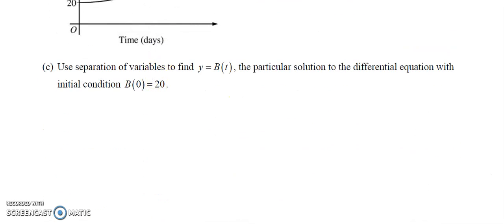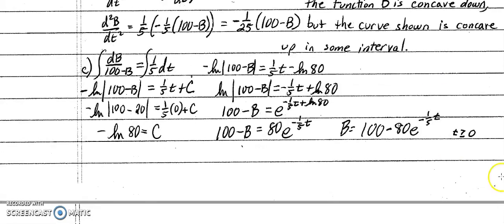And then our old favorite, separate, integrate. Again, 100 minus B, if that's u, you get -1 du is dV. Boom. Plug in our ordered pair, which was 0, 20. Get negative, the opposite of the natural log of 80. Plug it in here, and solve. As long as t is greater than 0, it makes sense. If t is not greater than 0, the bird's going back inside the egg.